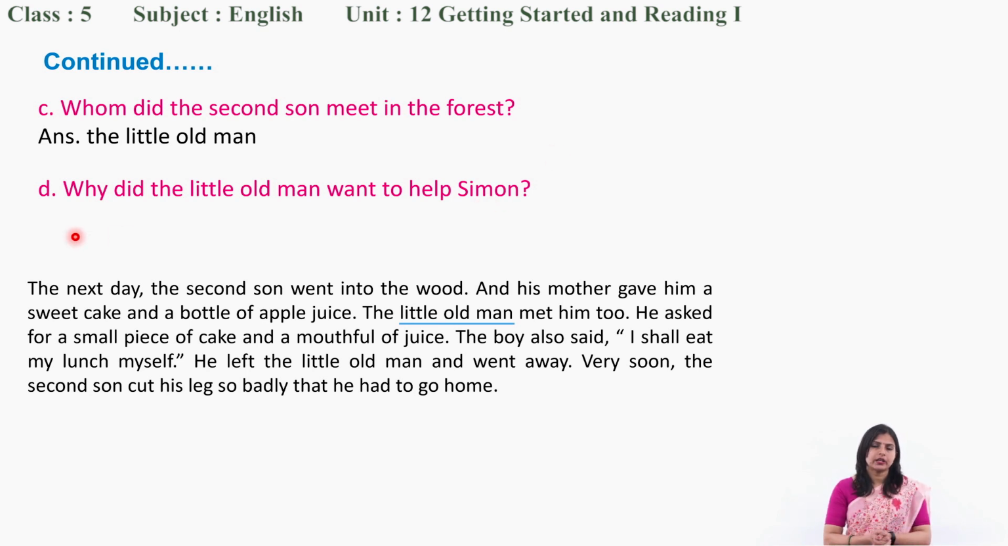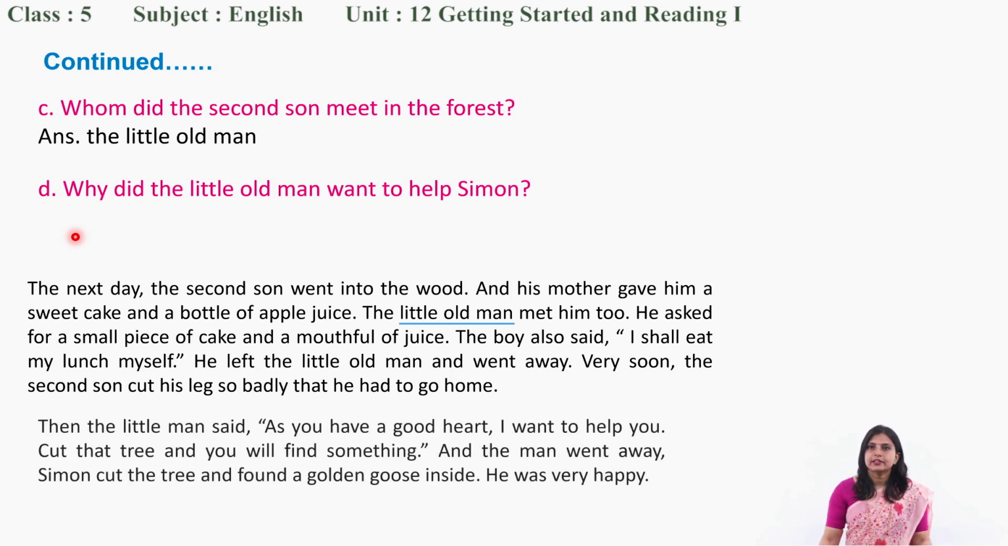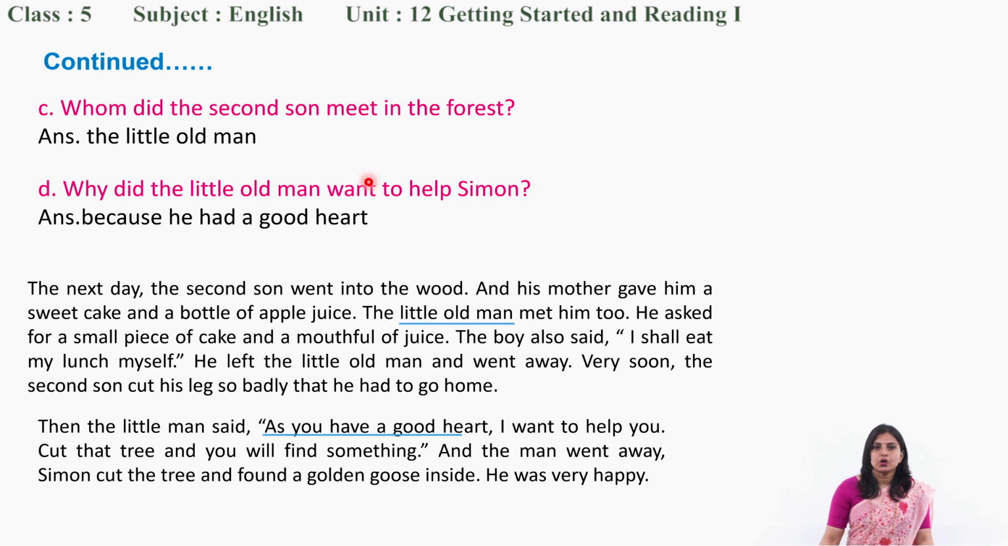Alright, the next question is, why did the old man want to help Simon? Why do you think the old man wanted to help Simon? There is the answer. Tell me. Find the answer here quickly. Okay, yes, because Simon had a good heart. Yes, he was a kind person. So, the little old man wanted to help Simon because he had a good heart.